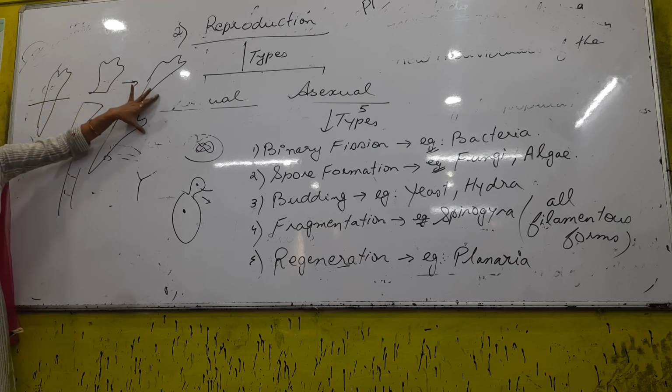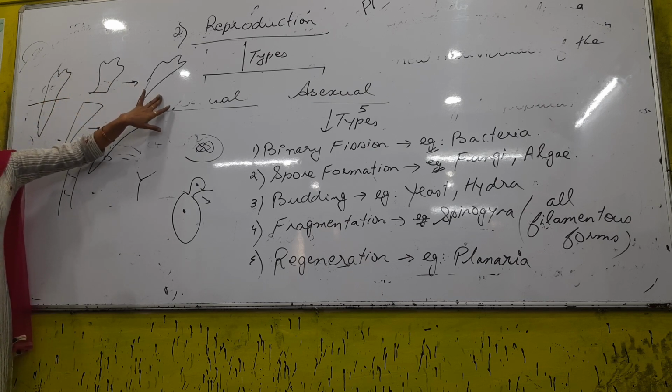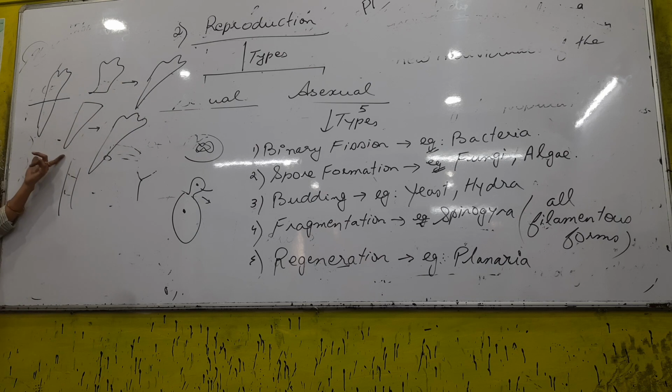It gives rise to two new individuals. That is seen in planaria. However, in lizard, this is not the scenario. In a lizard the tail snaps off, but another lizard does not form from that tail.